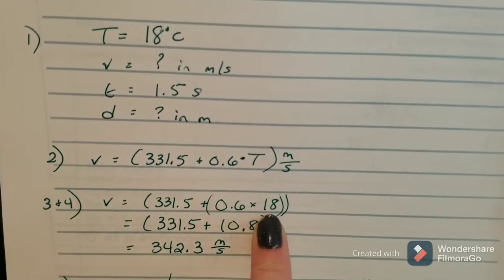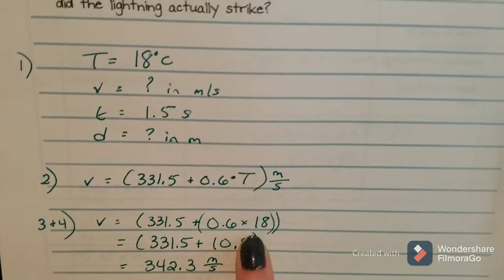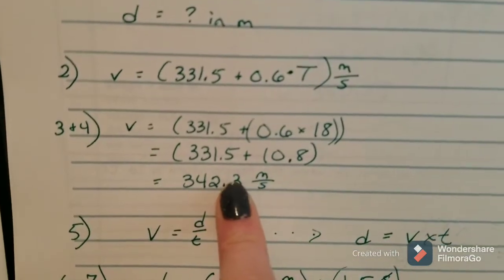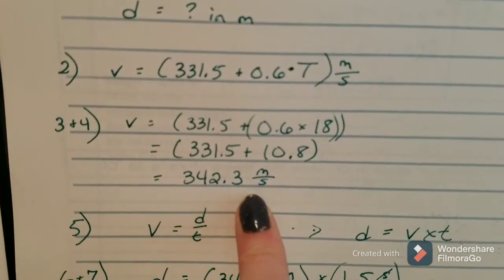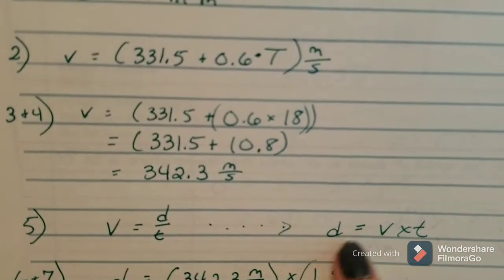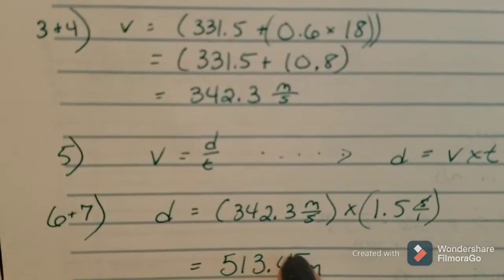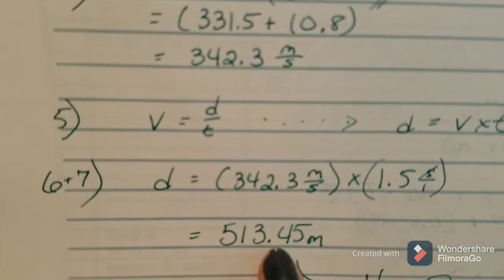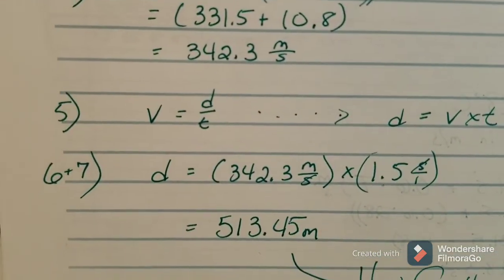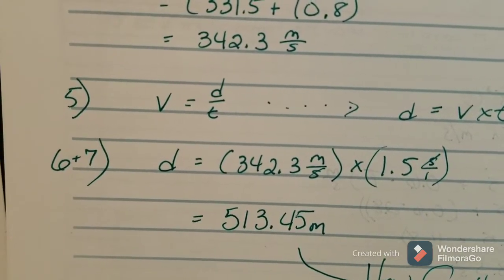So plugging in our temperature, 18. And it works out to be 342.3 meters per second. Now we're going to do that magic again here with distance and move things around. And we multiply those two together, and we have 513.45 meters away. That's how far away the lightning actually did strike.